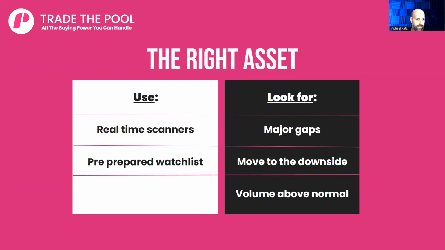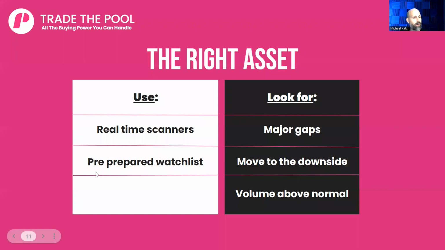So, for example, if you watch the stocks today, PDD, one of the Chinese stocks, dropped down majorly. That was a great place to find it. I found it on the scanner because of the major move to the downside and also high volume that came in, and we'll see it in a second.